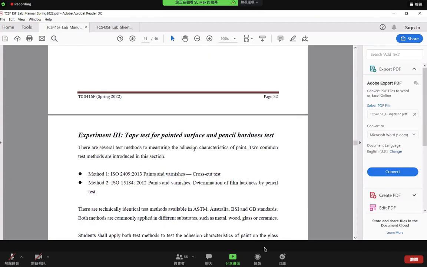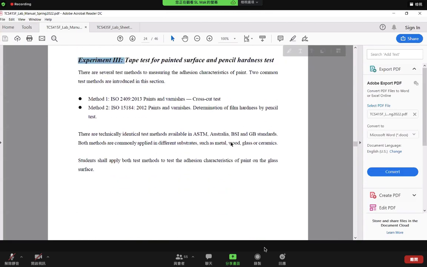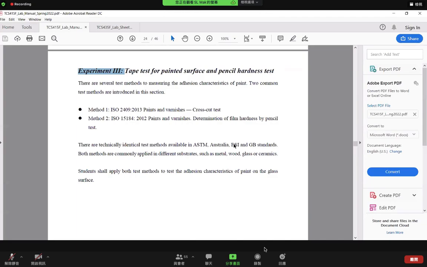And then experiment 3, tape test and pencil hardness. Both tests are used to measure the adhesive characteristic of paint on a surface. The paint may be applied on plastic, wood, or other surfaces. In our experiment, we will apply the paint on a glass frame. You are required to apply both methods to check the adhesive characteristic of the paint.